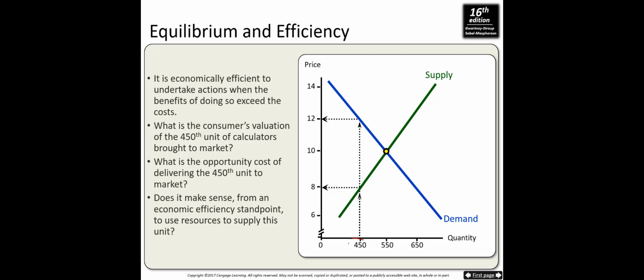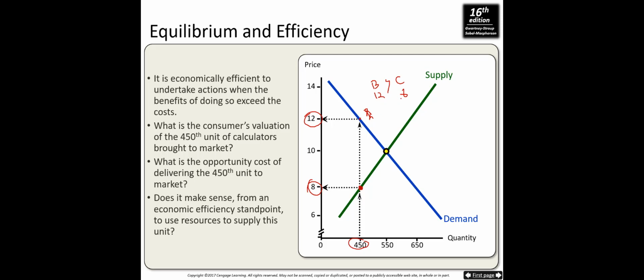So let's think about the consumer who wants to buy the 405th calculator. He is willing to pay $12, right? This is his maximum willingness to pay, remember. And the producer who sells that calculator is going to produce that calculator at $8 a unit. So the benefit is $12, cost is $8. So there is a benefit here. There is a net gain here, right? Benefit is greater than cost.